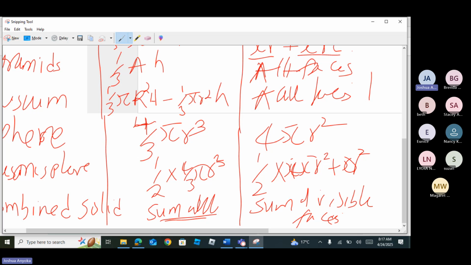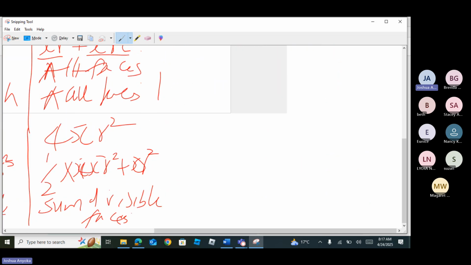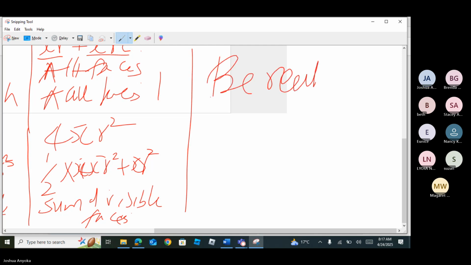And now, the last idea is that let us all be very realistic as you handle whichever solid. Don't come with some fixed mind that I know hemisphere, this is how it behaves. Try to analyze and see what behavior the hemisphere has.